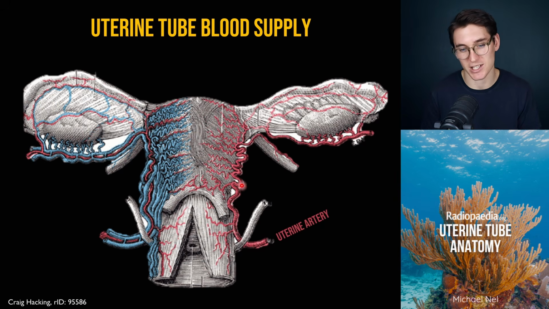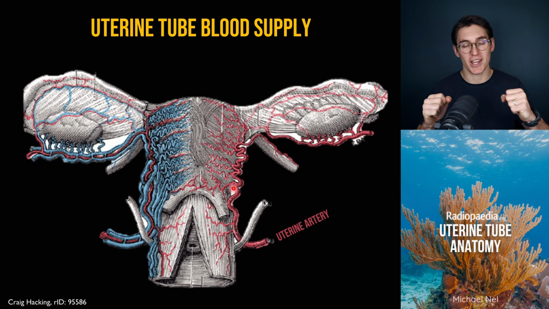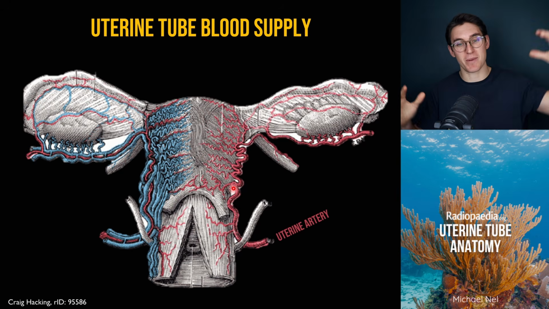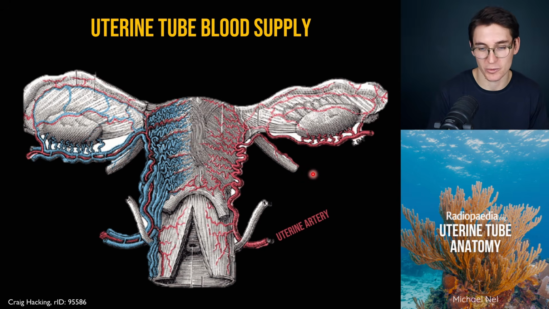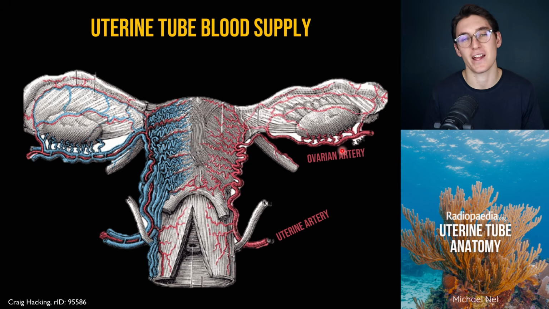You can see it's tortuous like this, and it needs to be tortuous because in pregnancy, that vessel needs to expand as the uterus expands, and that allows for that expansion later on. A tubal branch or multiple tubal branches are given off the uterine artery and generally supply arterial blood to the first 2/3 of the uterine tube, the proximal 2/3 of the uterine tube. The distal third of the uterine tube is supplied by tubal branches of the ovarian artery. And remember, the ovarian artery comes directly off the abdominal aorta. The uterine artery is coming from the internal iliac artery.